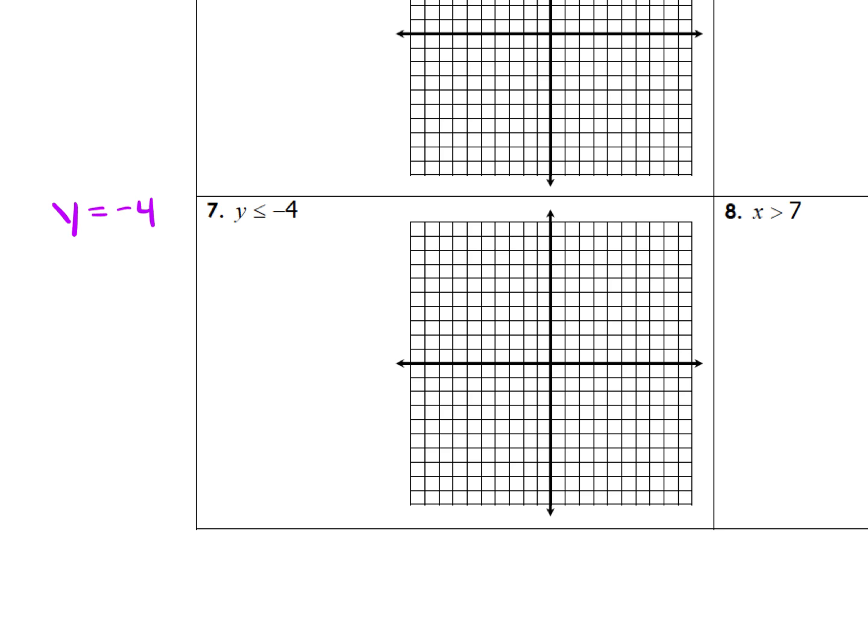Where is y always negative 4? Is that this way or this way? This one. Right? This way. It's a horizontal line. So think about it. 0, negative 4, 1, negative 4, 2, negative 4, 3, negative 4. Your y value is always negative 4, okay? So it's going to be a horizontal line. Is it going to be solid or dotted? This is solid. Okay, so you can draw a solid line here.